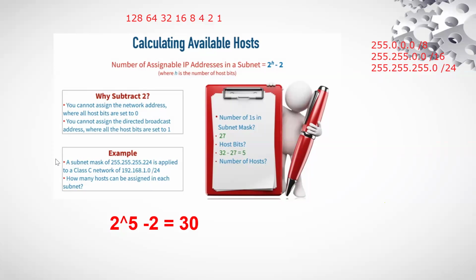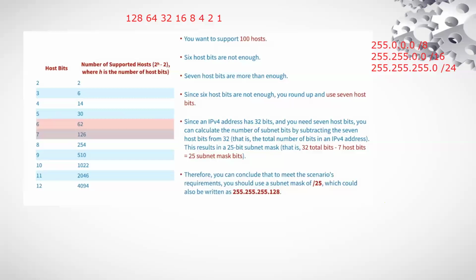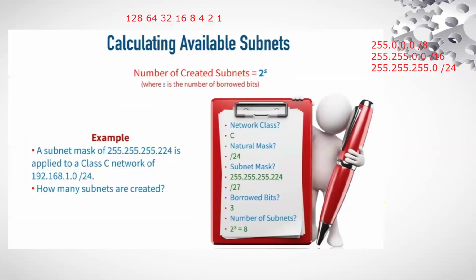So that's what we had just discussed, calculating the hosts. The formula is 2 raised to h minus 2, where h denotes the number of host bits present. You put that on top, and then you get that value. Now the next part is calculating the subnets. You just do the reverse way.